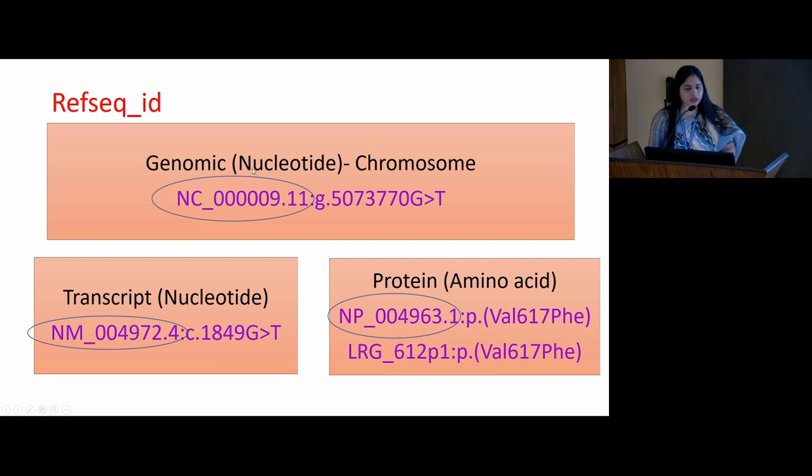So why is it important? Because we are trying to make it uniform, and we want to describe at all levels what change has happened. At the chromosomal level, the RefSeq ID starts with NC; at the transcript level, the cDNA level, it starts with NM; and at the protein level it starts with NP. If you have an LRG, you don't need to give this ID, you can just say LRG itself. But nowadays, since we are using MANE Select, we can also give this NP, because we have chosen it from the MANE Select RefSeq ID.